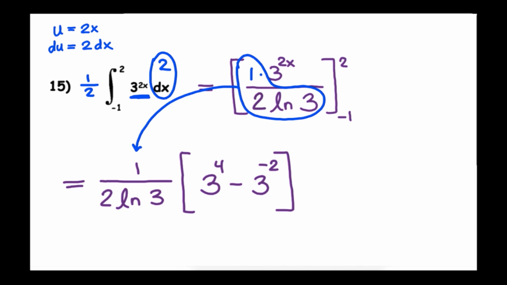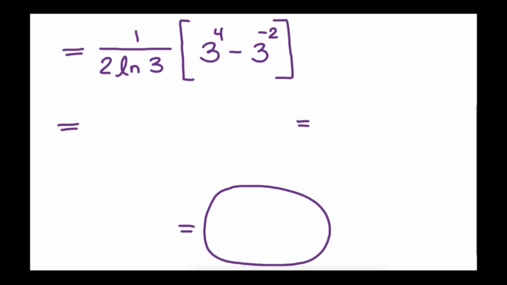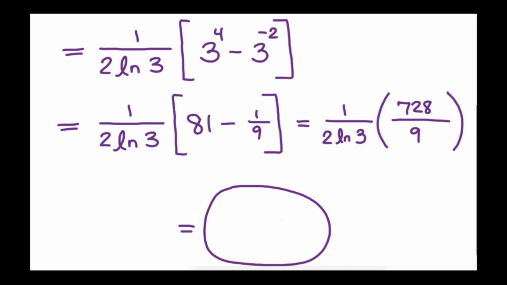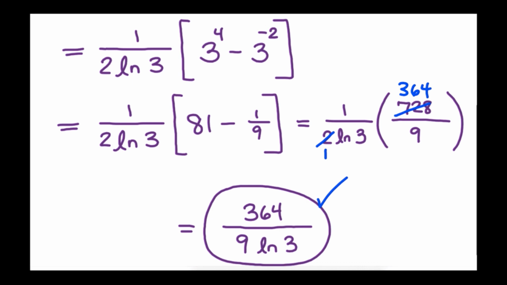So 81 minus 1/9. Let's make some more room for ourselves. There, that's better. Okay, so as I said, we get the 81 minus 1/9. We have to simplify that up. 81 is 729 over 9, so take away the 1/9, you get 728 over 9. And you can simplify that down to the final answer of 364 over 9 ln 3. Again, the 728 and the 2 are both even numbers. They can be reduced. And there you have it.